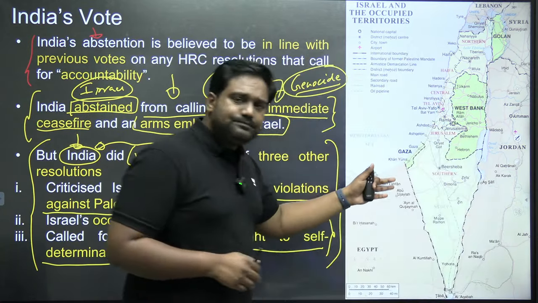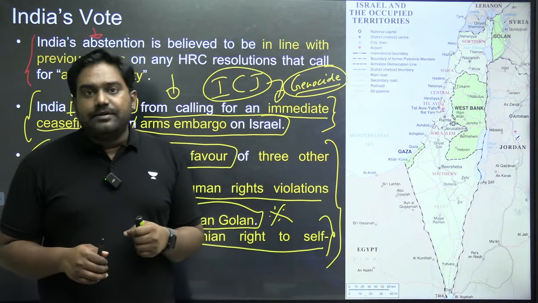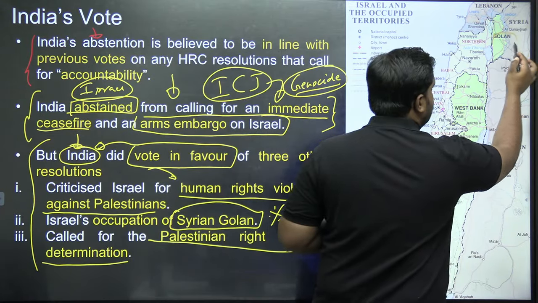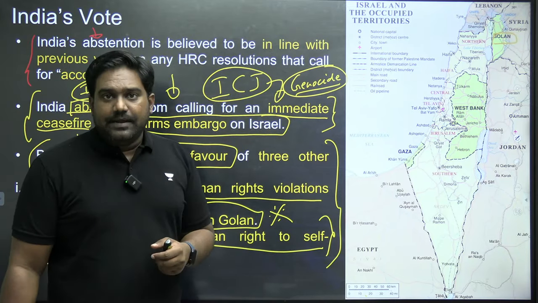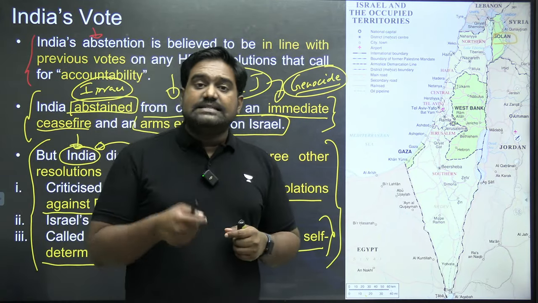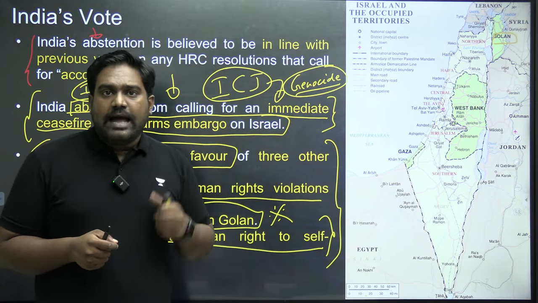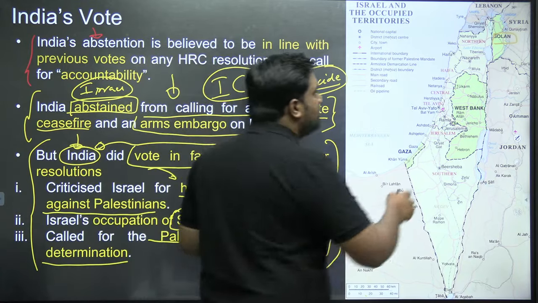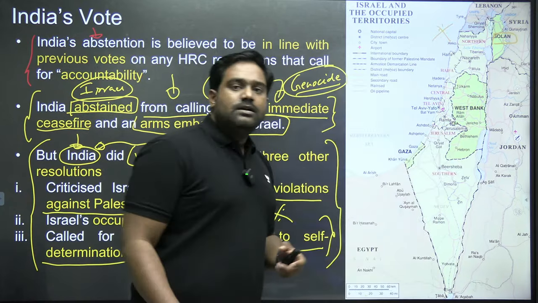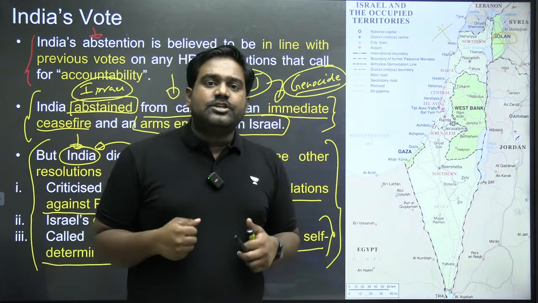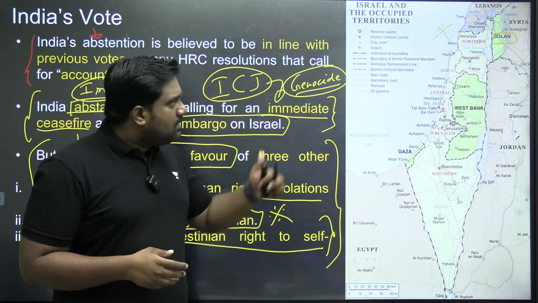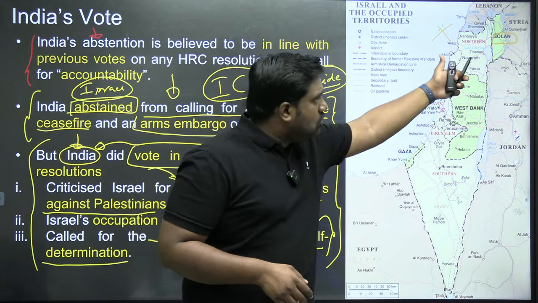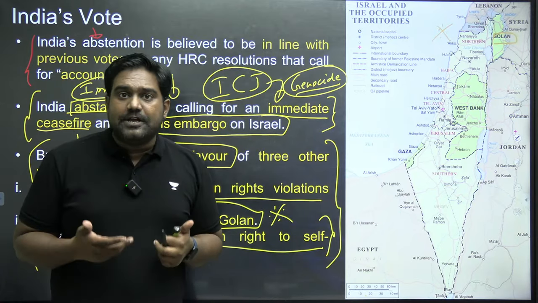For example, if you look at the map here, you can see the Israeli occupied territories, not just the Palestinian territories of Gaza and West Bank, right? You can even see the Golan Heights present over here. It's actually Syrian territory, but captured and occupied by Israel since 1967, since the Six-Day Arab-Israeli War. Since 1967, Israel has occupied the Golan Heights, and this is recognized internationally as a violation of international law and the UN Charter. India criticizes Israel for its continued occupation of Palestinian land in the West Bank, for example, and also the continued occupation of Golan Heights, which belongs to Syria.